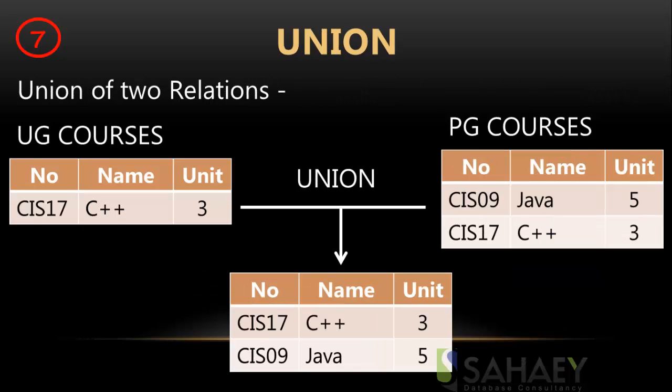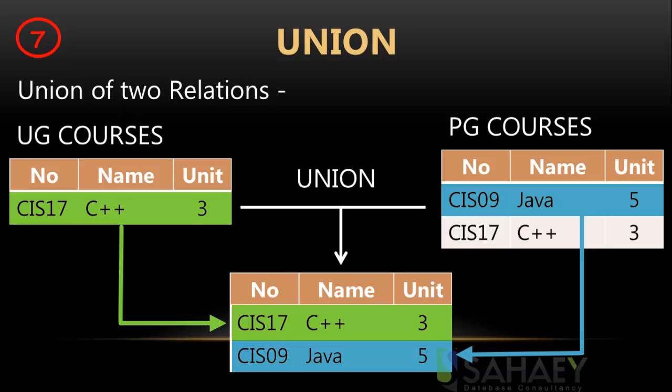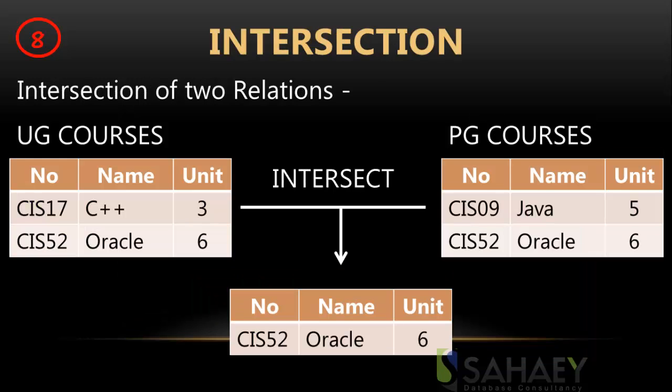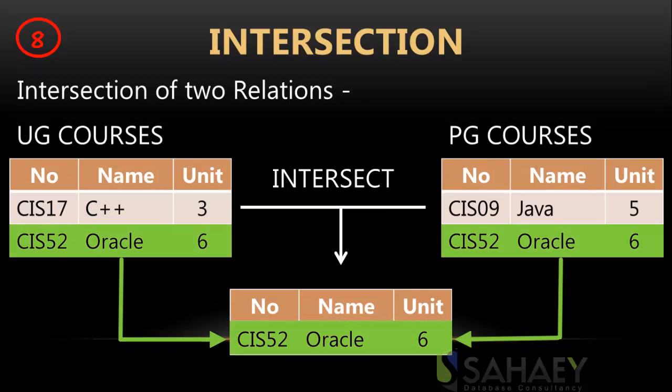The union operation takes two relations and creates a new relation which is the union of the two. In other words, the resulting relation contains tuples from both relations, skipping any duplicates. The intersection operation takes two relations and creates a new relation which is the intersection of the two. That is, only the tuples common to both relations are included in the resulting relation.